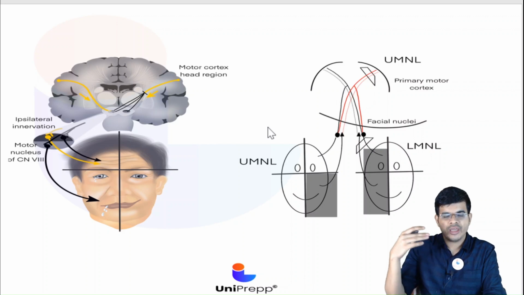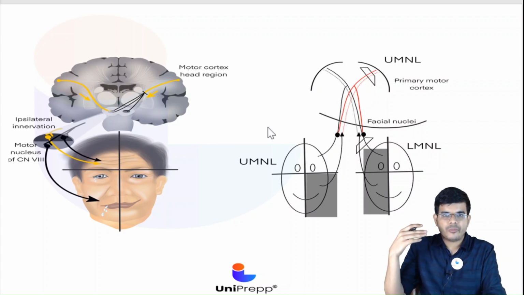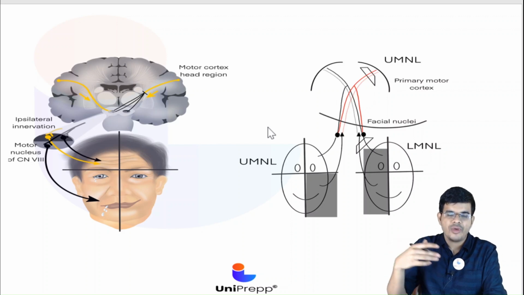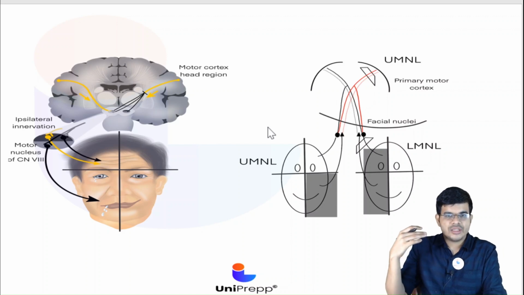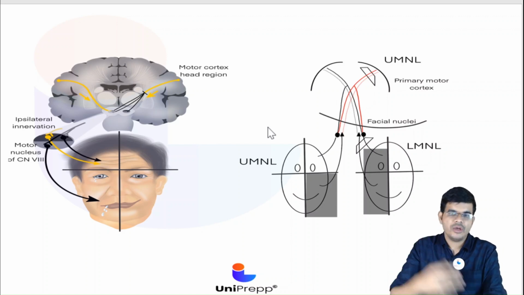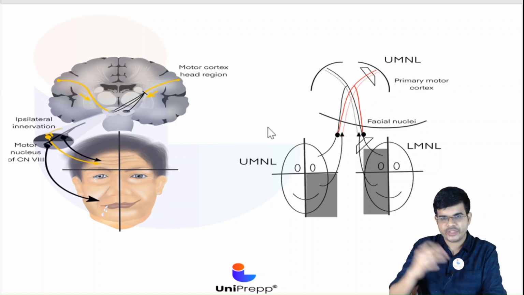So that is why in UMN lesion, even if the lesion is in the pathway of the normal voluntary pathway, the patient will be able to smile, because the thalamonuclear fibers are spared in that case. When you are emotional, the smile won't be lost. So that is one thing that you have to know about facial nerve.